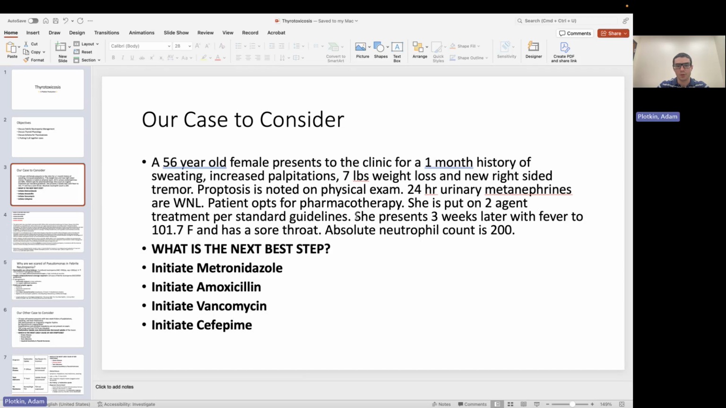All right. So with this patient, this is a classic hyperthyroidism presentation, and we'll talk about why she's having these symptoms when we get to the physiology. But I see sweating, palpitations, weight loss, a new tremor. Proptosis is classic for Graves' disease. We see that the metanephrines are within normal limits, and we got that.